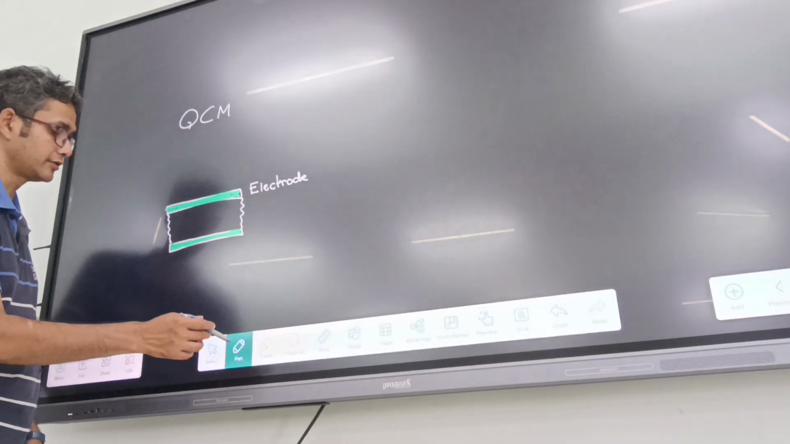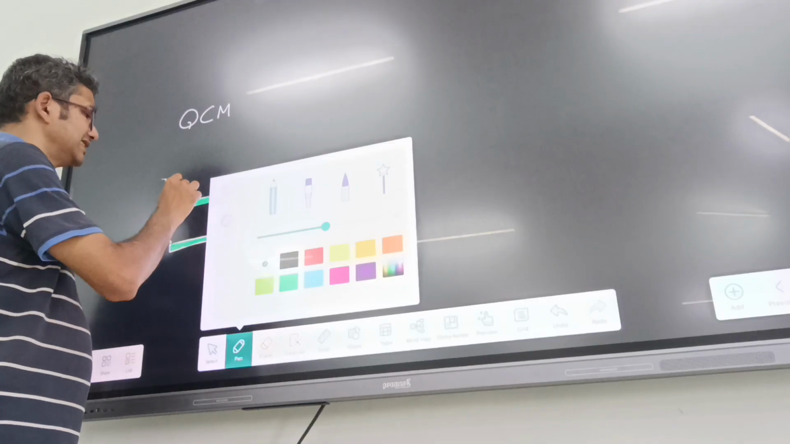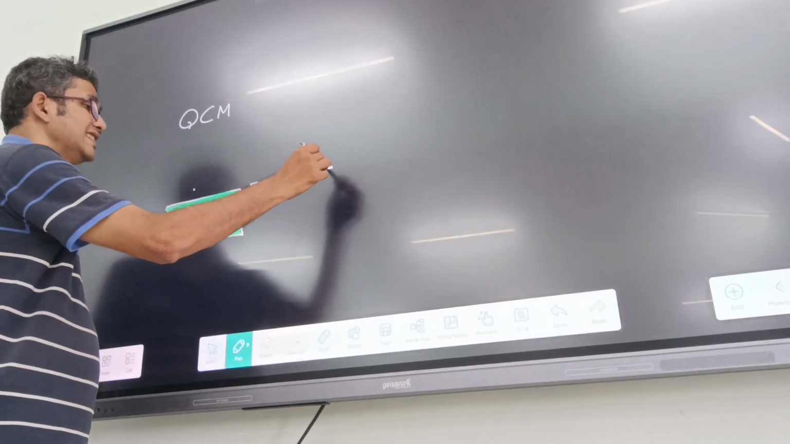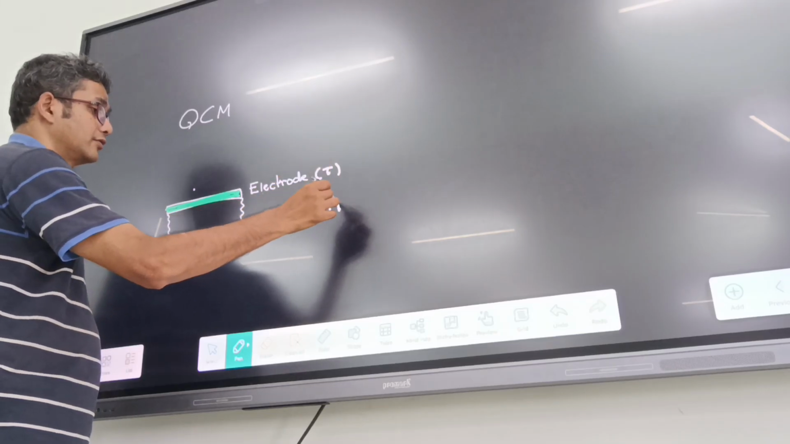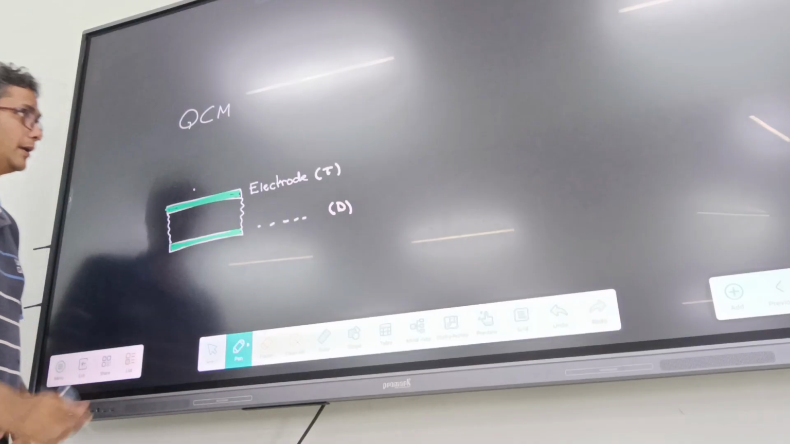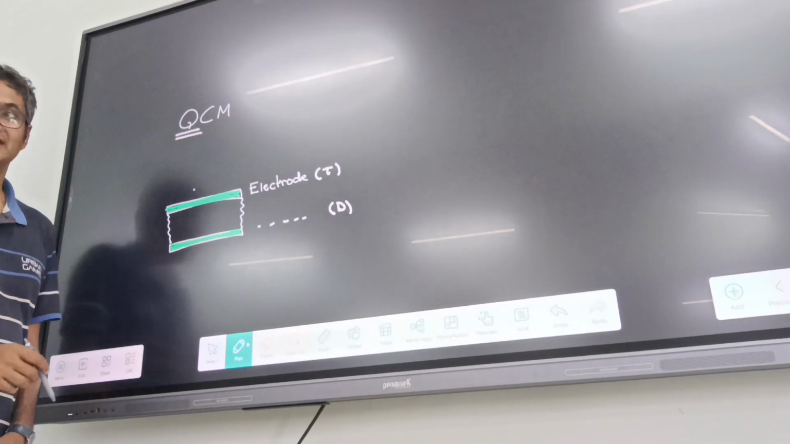This is also an electrode. Top electrode, and this is the bottom. Since it is a quartz, this is the quartz.